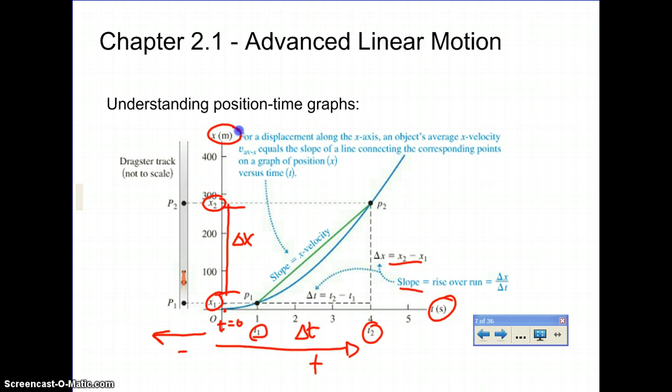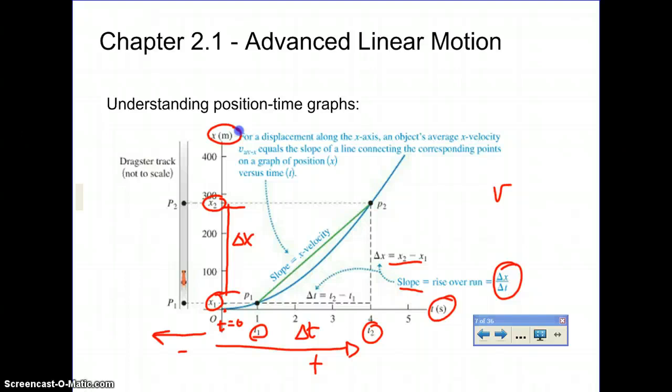The most important thing about these position time graphs is that the slope of a position time graph, the rise over the run, gives you the displacement over the time, and that slope represents the velocity. The question is, does it represent the average velocity or the instantaneous velocity, ideas that we reviewed in the last video? Well, that's kind of a tricky question.